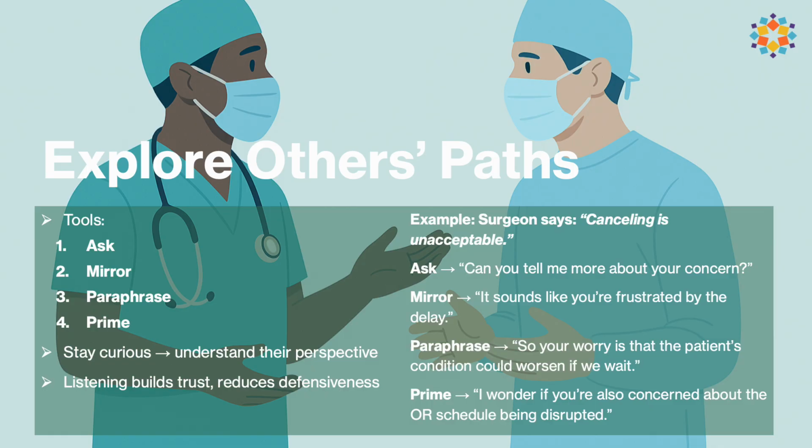First, we ask. We invite them to share more, like saying, "Can you tell me more about your concern?" Second, we mirror. Reflect the emotion you're noticing, such as, "It sounds like you're frustrated by the delay." Third, we paraphrase. Restate their meaning in your own words. For example, "So your worry is that the patient's condition could worsen if we wait." And finally, we prime. If they're still holding back, you respectfully offer a guess like, "I wonder if you're also concerned about the OR schedule being disrupted."